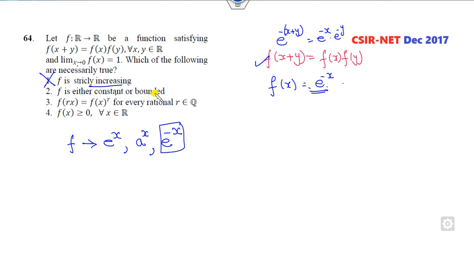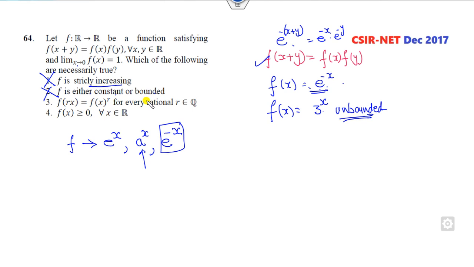f is either constant or bounded. That's again wrong, because if I simply take f(x) as 3 raised to power x, that is of this form. Again it's satisfied. Is it a constant? No. Is it bounded? No. This is an unbounded function. e raised to power x may be bounded, but this is an unbounded function. So this option is cancelled.